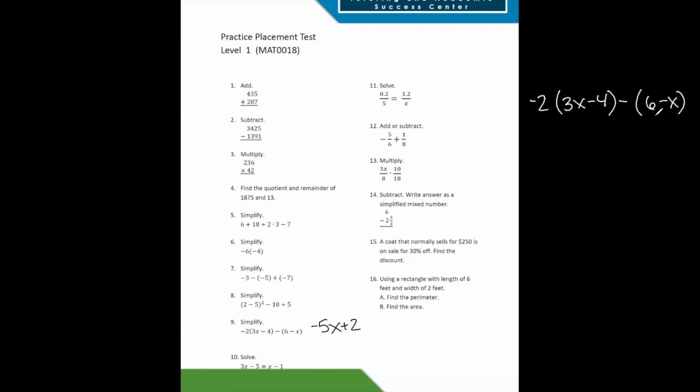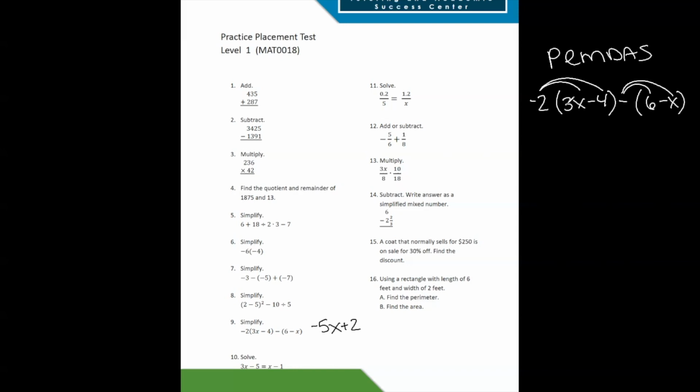The first thing I'm going to do is I notice that I have parentheses, but there's nothing I can actually do inside the parentheses. That's because we have variables. So instead, I'm going to distribute. I'm going to share this negative 2 with everything in this set of parentheses, and then I'm going to distribute this negative with the second group in parentheses. Remember, when we distribute, we multiply, and we only share inside the parentheses. You're not going to share with everything in the expression.